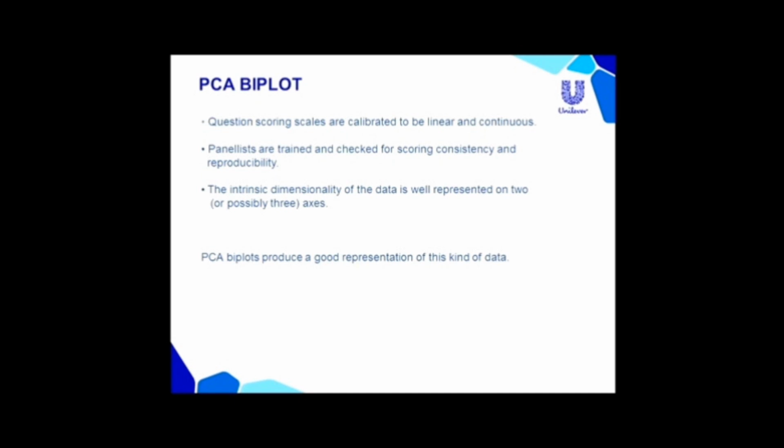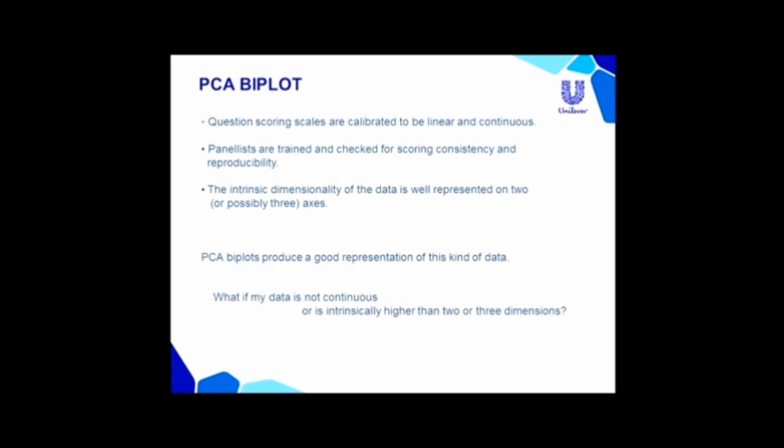So I'll just reiterate what I've said really. The question scoring scales are calibrated to be linear and continuous in these panels, so that the assessors are trained. So we can always treat them like linear, so PCA is good for linear data. Panelists are trained and checked. The dimension of the data is intrinsically low, so 2 dimensions is a good number of dimensions to represent it. So a biplot is a good way to do that.